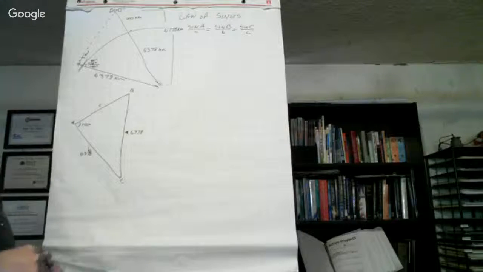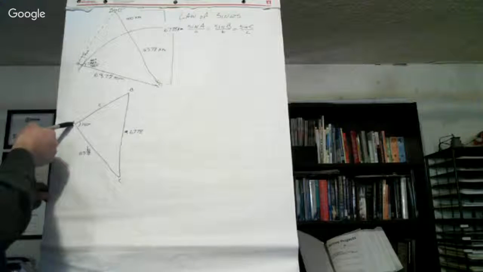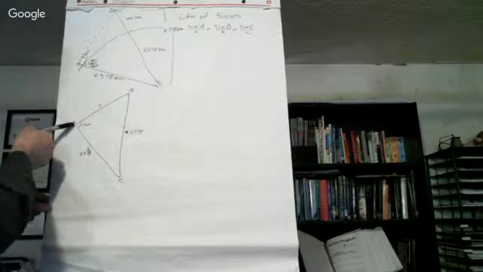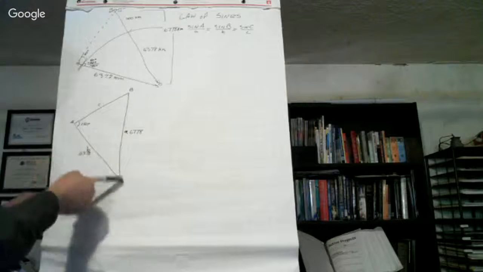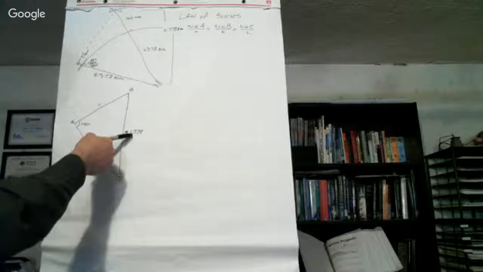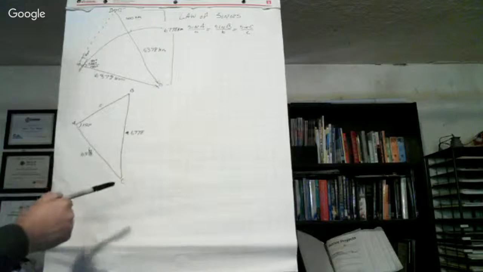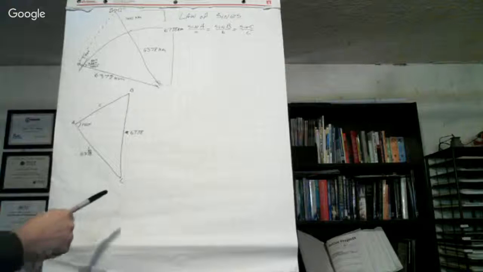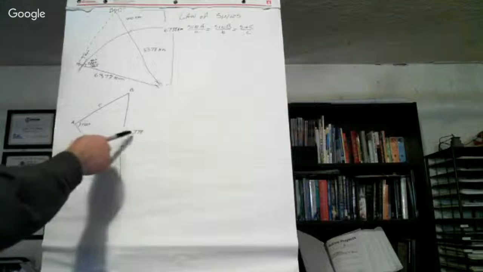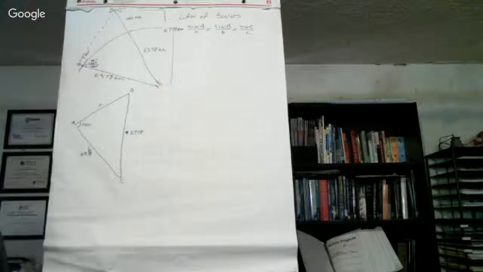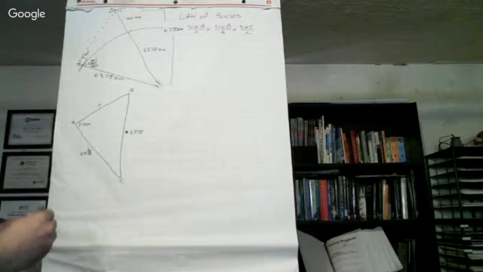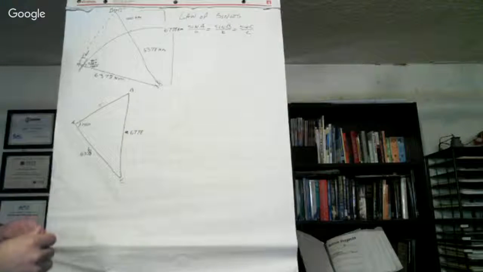So what do we know? We know A is at 150 degrees. We know B is 6378. And we know A is 6,778. Well, it's rather convenient that we know the angle and the segment. We know both of these. So what can we derive?